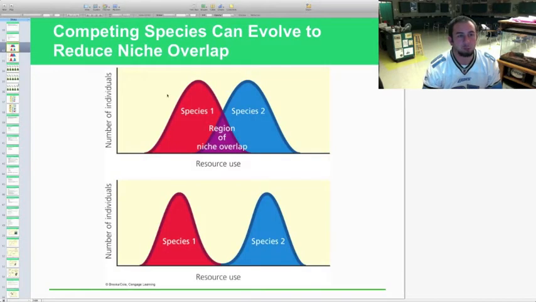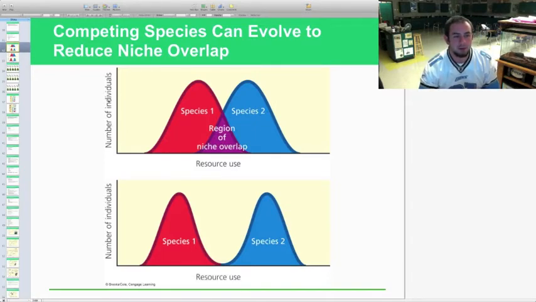But we look at niche overlap as basically the danger of the competitive exclusion principle. If they have a lot of overlap, one of those species is probably going to get outcompeted, or they're not going to survive, at least in that ecosystem. So in order to reduce that niche overlap, we have this deal called resource partitioning.